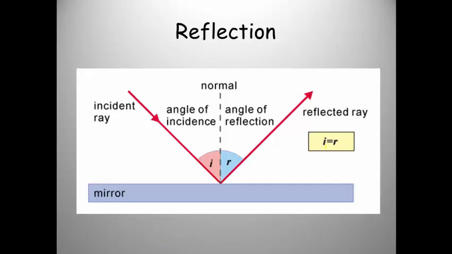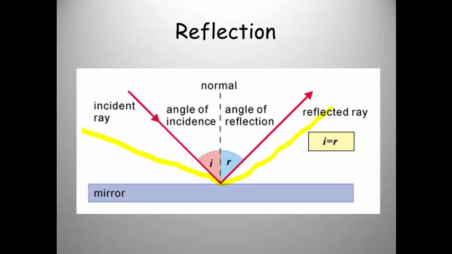Easy peasy. Reflection. Right, so reflection, really easy. You have the incident ray, which is the original light that actually shines on the surface, which is the mirror, and then you get the reflected ray. The angle of incidence is equal to the angle of reflection. So if it comes in at this angle, it's obviously going to leave at the same angle.